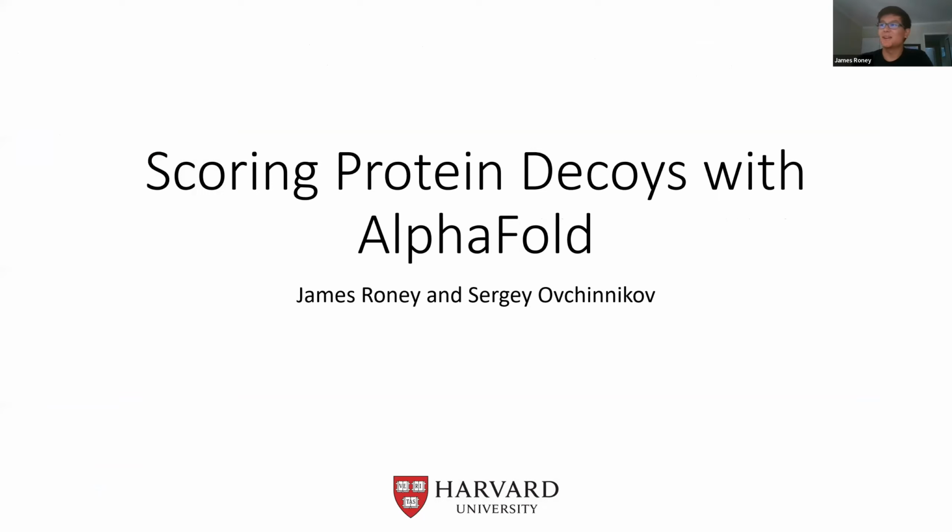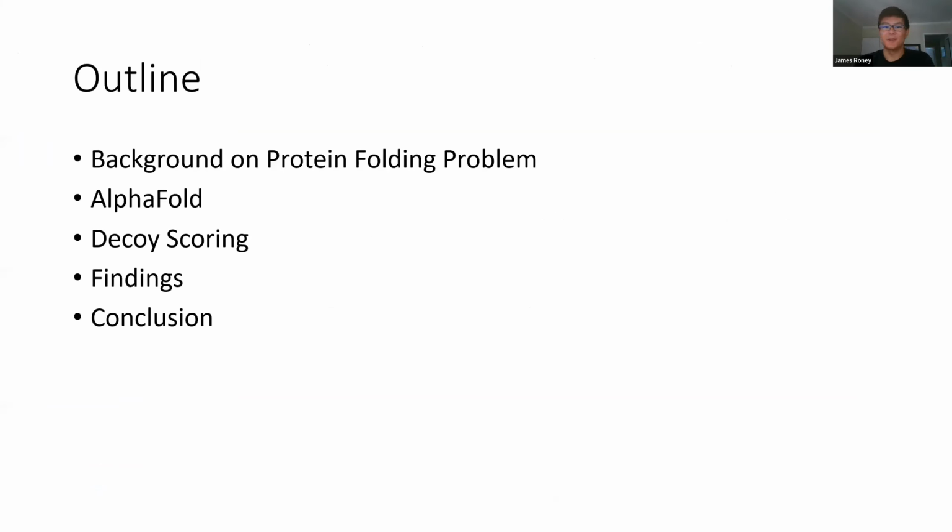My name is James Roney, and today Sergey and I will be presenting on our work on scoring protein decoys with AlphaFold. So here's a brief overview of the section of the talk that I'm going to give. First, I'm going to talk about a little bit of background on the protein folding problem, and then we'll talk about AlphaFold, which obviously is a recent protein folding method that's generated a lot of attention and a lot of excitement. Then we're going to talk about our new work on using AlphaFold for this application of decoy scoring. We'll talk about our specific findings there. I'm going to give a conclusion to this section, and then Sergey is going to talk about some other facets of our work.